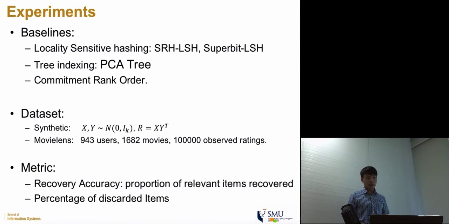And the second metric is the percentage of discarded items, because the purpose is we try to remove as many items as possible. So usually the one which can discard more items is better. But we also need to consider the trade-off between the discarded items and the recovery accuracy. Because if we discard all the items, then we get zero accuracy, right?